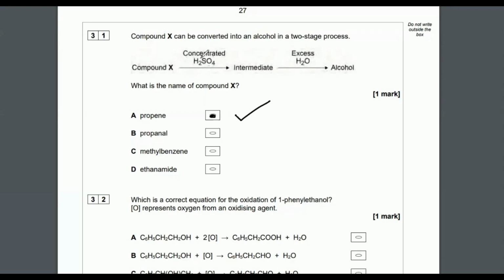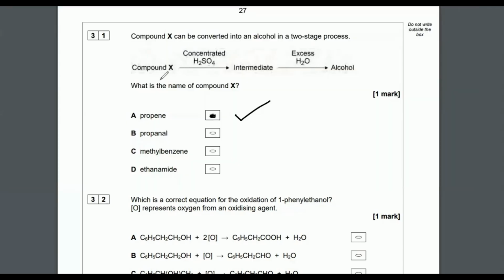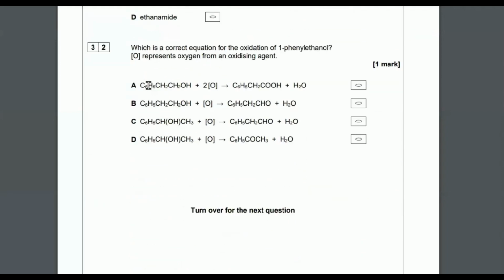It's quite a complex mechanism where the sulfuric acid joins to the alkene and you get an intermediate. In this case, it's propyl hydrogen sulfate. And then because it's propene, if it was ethene, it'd be ethyl hydrogen sulfate. And then what you want to do is you add excess warmed, I believe, water molecules or water, and it goes to alcohol. So if you don't know that one, get revising because that is a hole in your content.